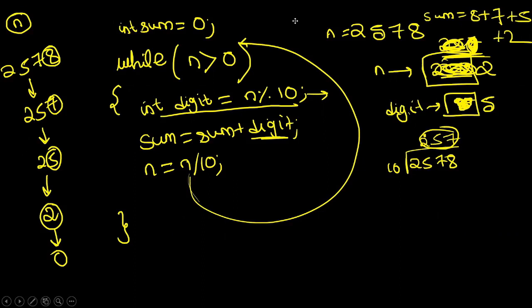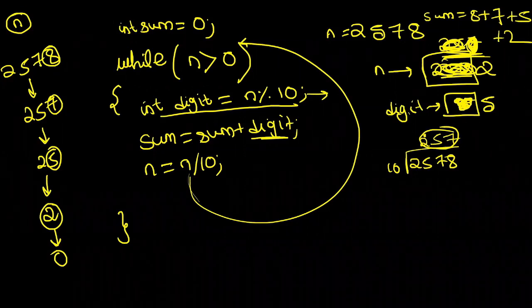Okay. Is this idea making sense, guys? What are we trying to do? n modulo 10 tells me what the digit at the unit place is. Get that digit, add it to the sum. Now you have done processing that digit. So just divide the number by 10 so that that digit is chopped off from the number. Okay. That is what we are actually doing.